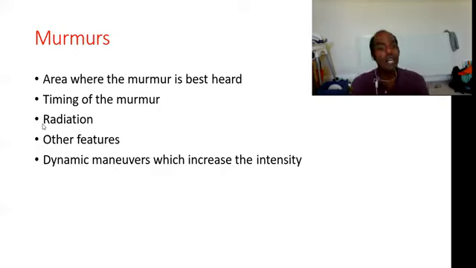Right? So these are the characteristics that you have to note when you hear a murmur. Area that is best heard, again highlighting the word best. Timing of the murmur, whether it's systolic or diastolic. Radiation, whether it can be heard in another area in the same intensity. Other features like the character, tapping or blowing or rumbling. Dynamic maneuvers could be inspiration, expiration, or Valsalva, for example.